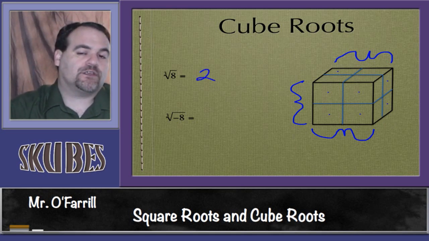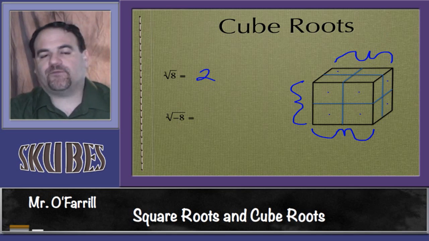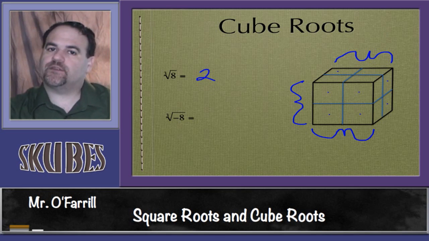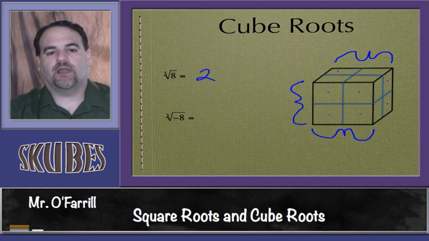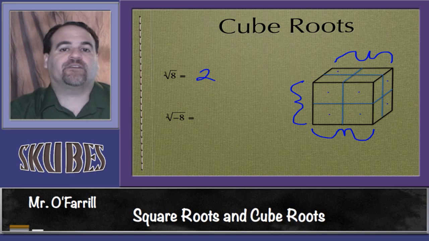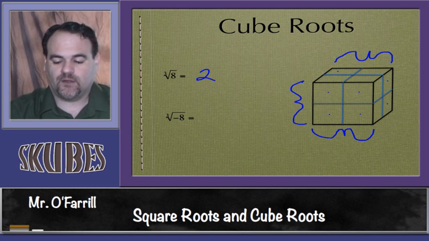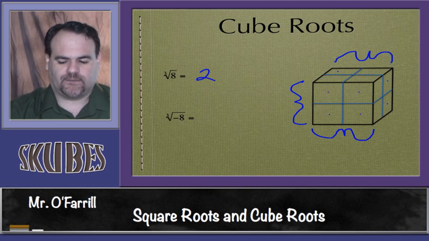Which makes sense because 2 cubed is 8. But what about if we have a negative? Remember with the square root, we had to worry about the principal square root, and really there's 2 square roots, and the problem is going to be specific about which one is being asked for. But what about negative 8?